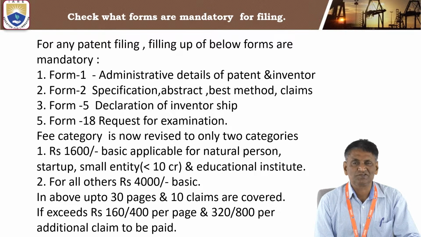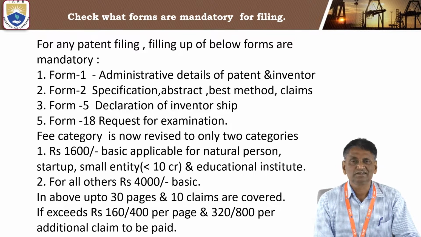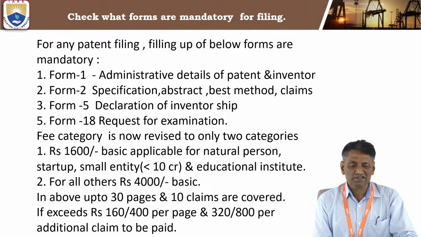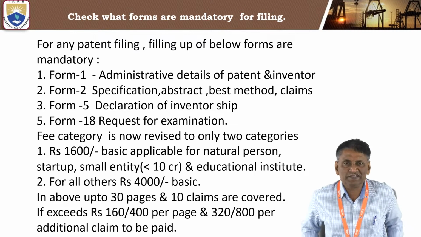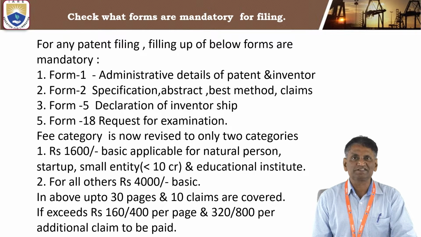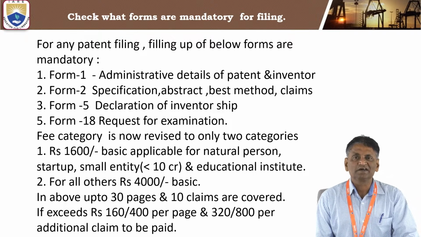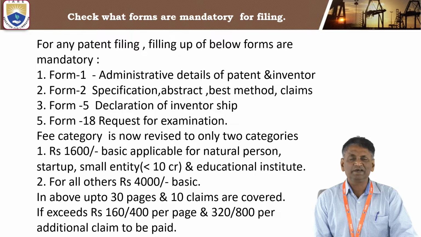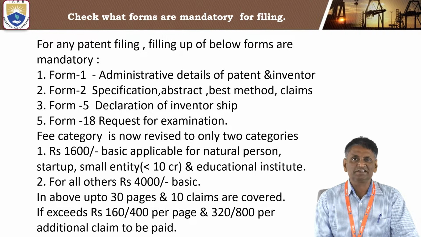Then educational institutes are also like a natural person. So fees will be only 1600. For all others, it is 4000 basic. Suppose you have more than 30 pages, then for each page you have to pay an additional fee of 160 rupees. Similarly, if the claims are more than 10, you have to pay 320 rupees for each additional claim.